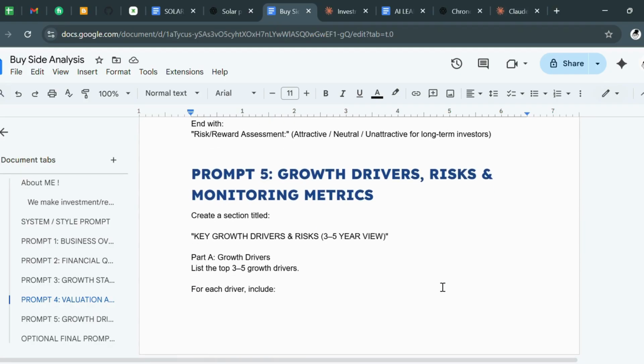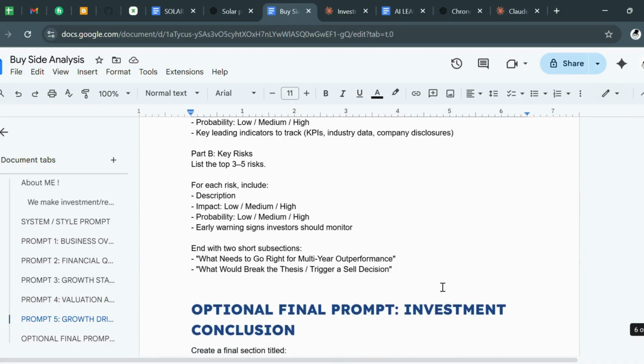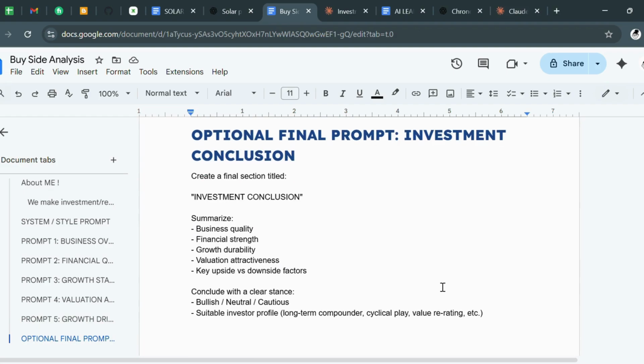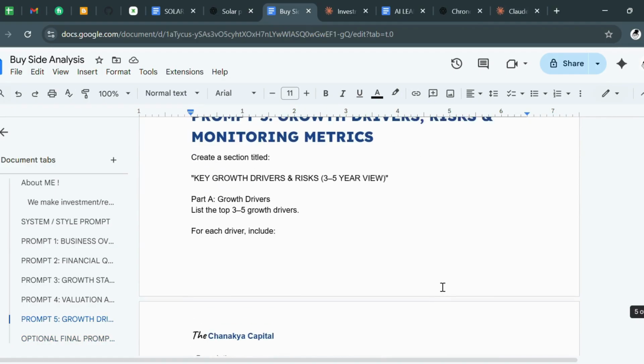Then growth drivers, risk, and monitoring metrics is something not that important, but you can add it. Lastly, this is also optional: investment conclusion. Business quality, financial strength, growth, durability, valuation attractiveness, key upside, key factor. Either you can put it at the last or at the very forefront because it is like an executive summary. Somebody who does not want to read the whole document can read this. So you can change this.